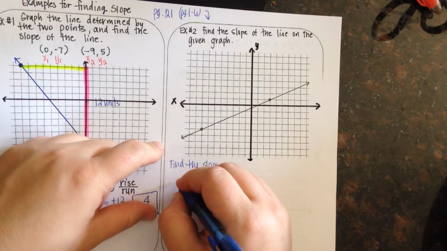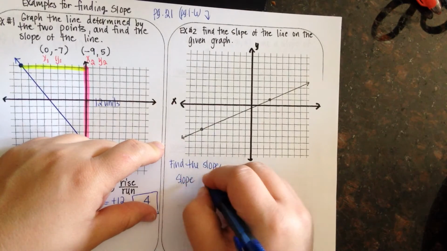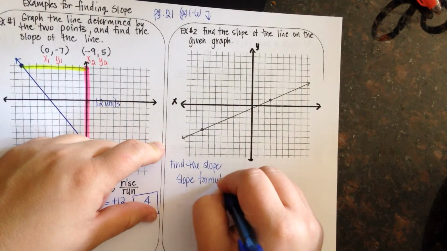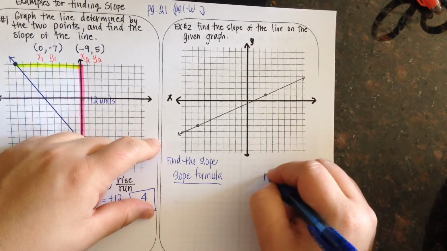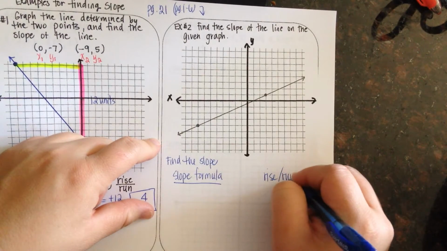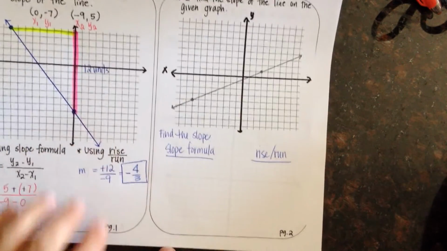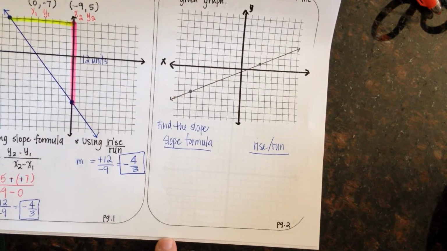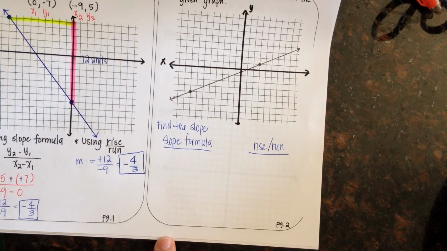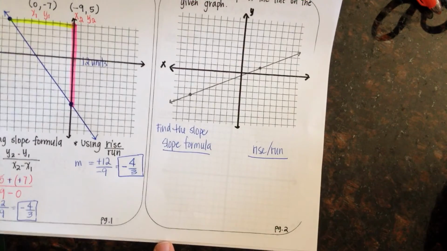Okay, using both the slope formula, make sure you show your work in practice, and then using rise over run. Okay, and I'm going to pause the video. I'd pause it now, do the work, and then I'll show you what the answer is here in a minute.